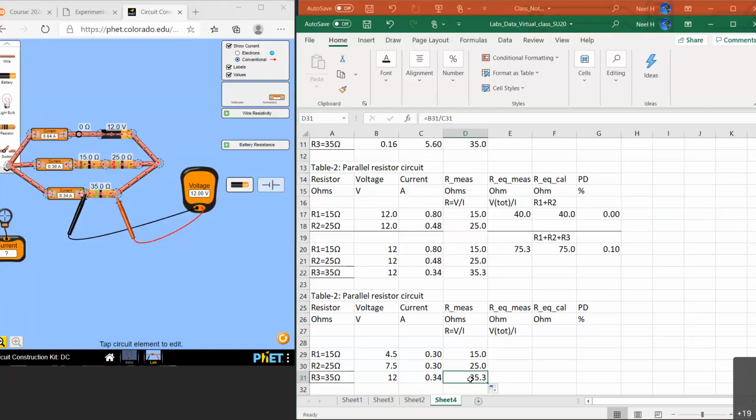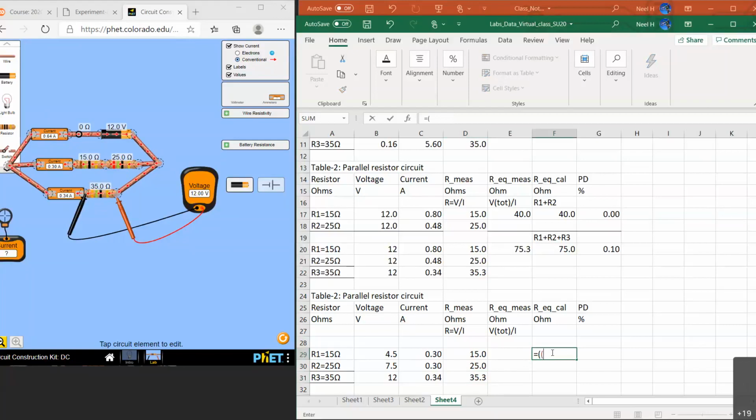Okay, good. Any question so far? Okay, now let's calculate this one. R equivalent calculated value. Equal sign, parentheses.